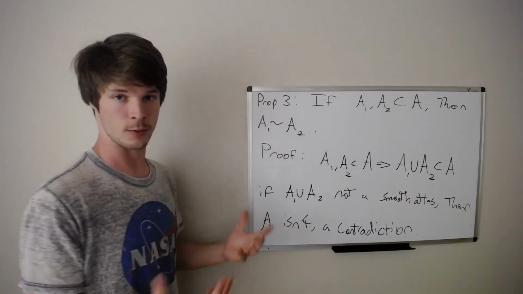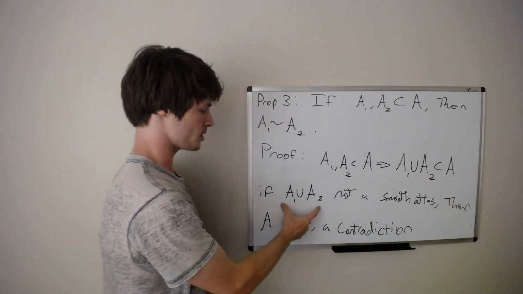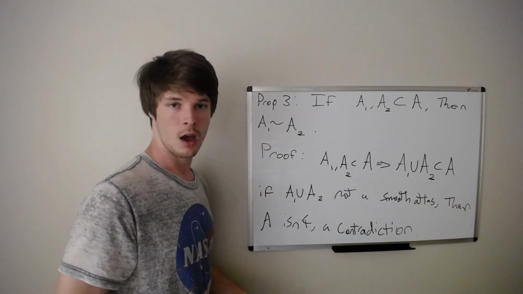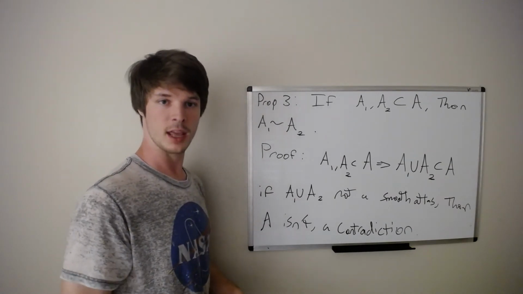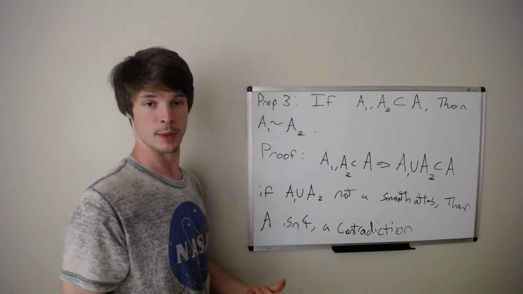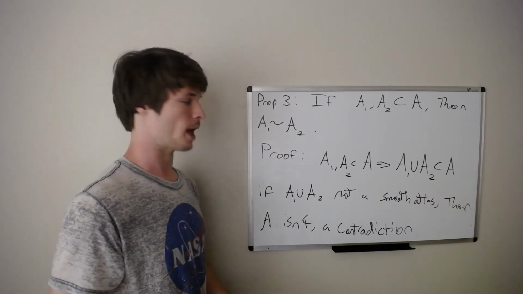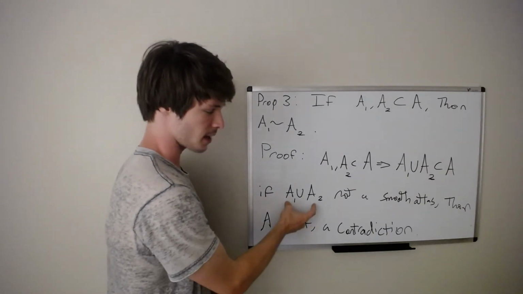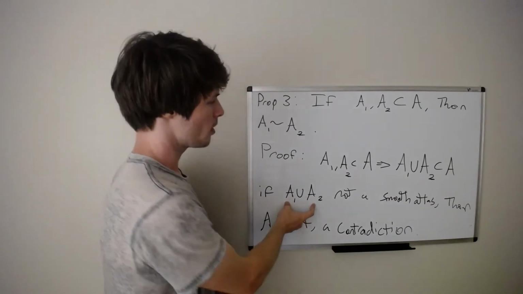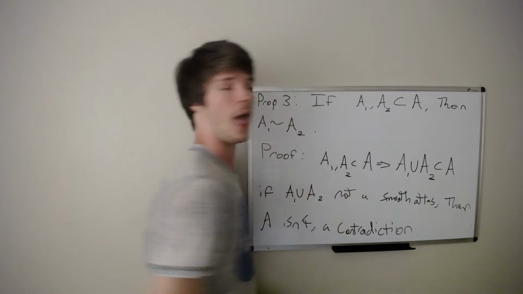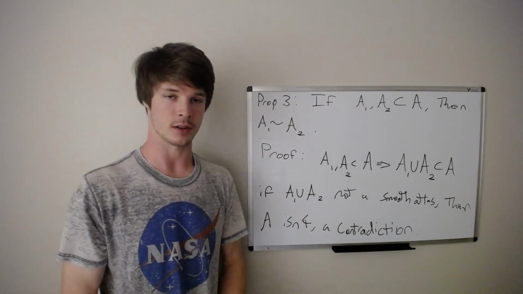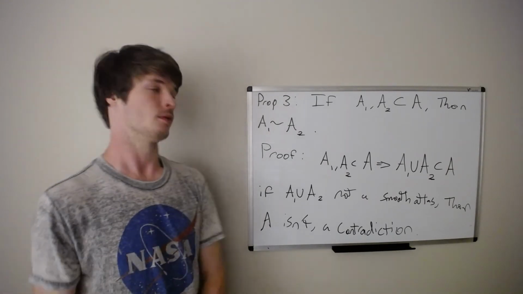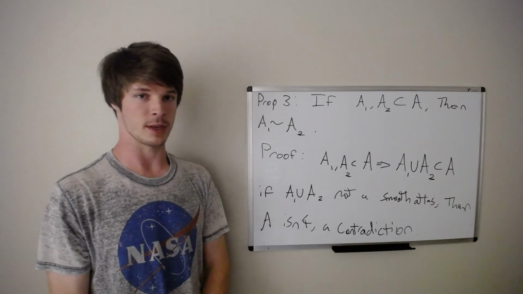And then we can quickly see that if this union was not a smooth atlas, that would mean that it contained two charts that had a non-empty intersecting domain, and for which the chart transition was no longer a smooth function. So if this set contains such a pair, then because it's contained in A, A must also contain that pair of charts. So then A must also fail to be a smooth atlas, which is a contradiction. We assumed A to be a smooth atlas in the beginning.